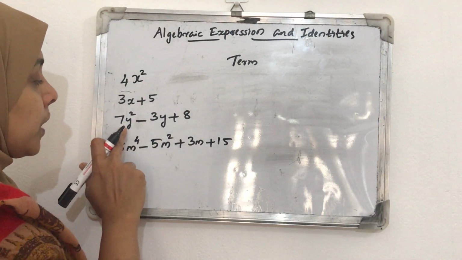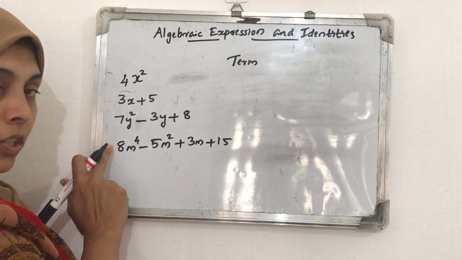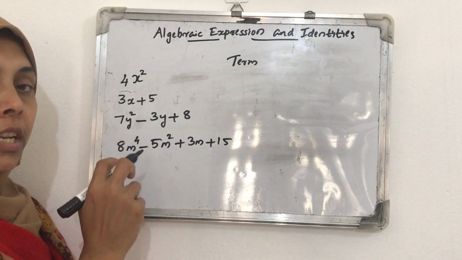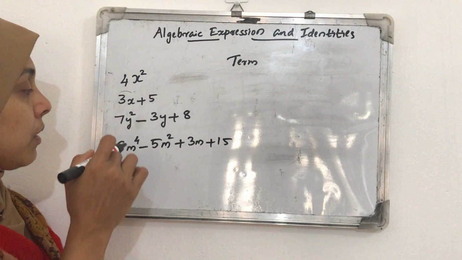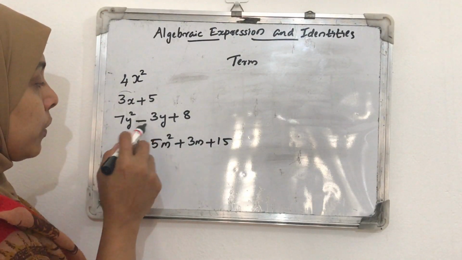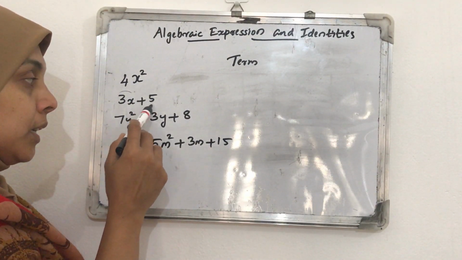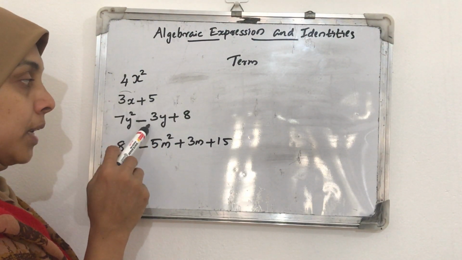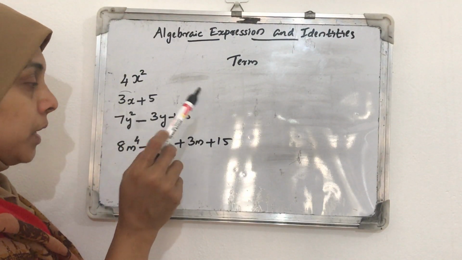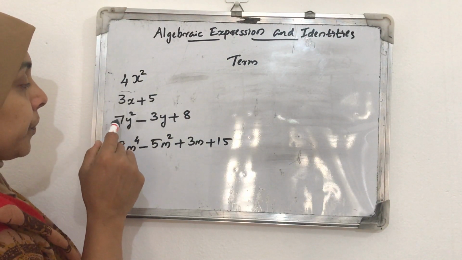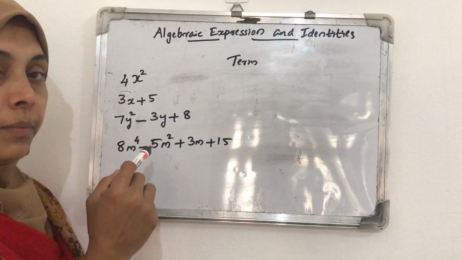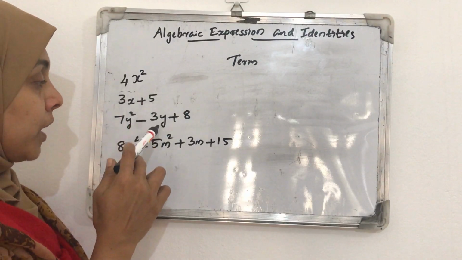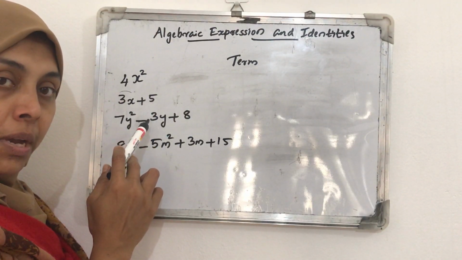And also in the first term 7y square, the factors are, one factor is 7 and the other factor is y square. I have y 2 times. Then in the second term is minus 3y and here the factors are minus 3 and y. Constant term 8. Now here what is the coefficient of the first term? Numerical coefficient of the first term is 7. Numerical coefficient of the second term is minus 3.